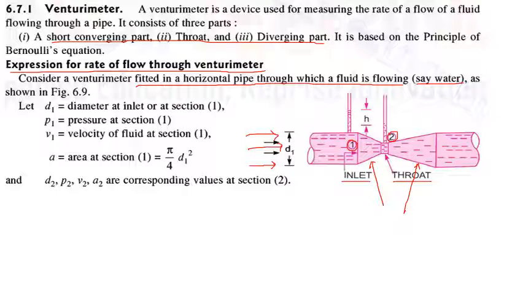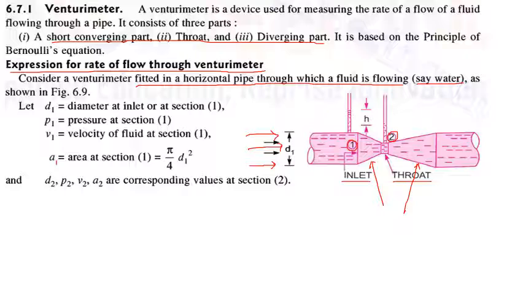So let's see what is marked in the figure. D1 is the diameter at the inlet or at section 1. P1 is the pressure at section 1. V1 is the velocity of fluid, that is water, at section 1. A is the area of cross section at section 1, that is A1, which is equal to pi by 4 into D1 square. It is a circular cross section.